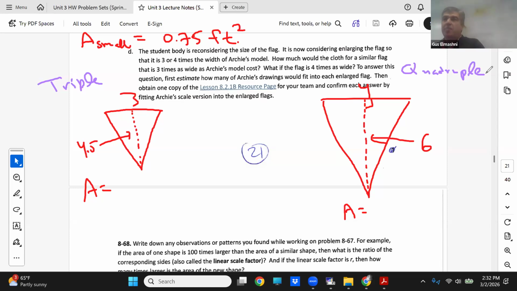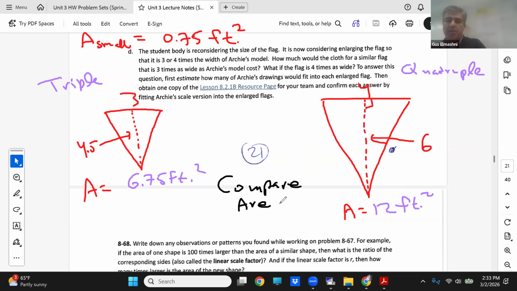Okay, so what's the area for the triple? 6.75 feet. Okay, I like that. 6.75. What's the area for the quadruple? 12 feet. Okay. Now, what I want you guys to do is compare the areas. Sorry, not prices, because we're doing the area right now. You can convert the money if you want, but compare the areas.